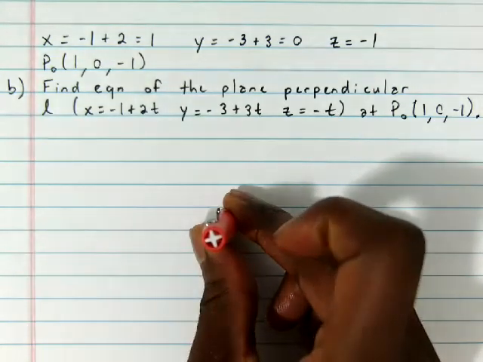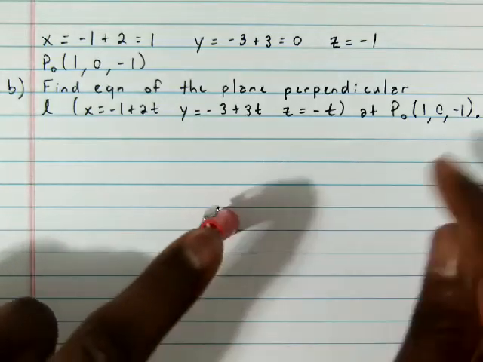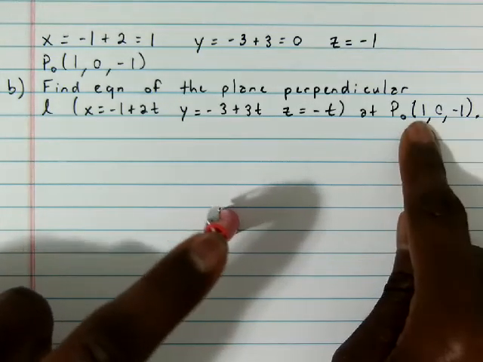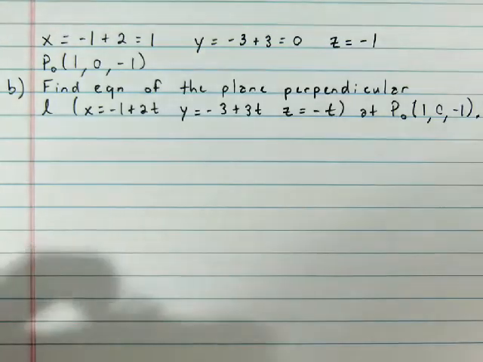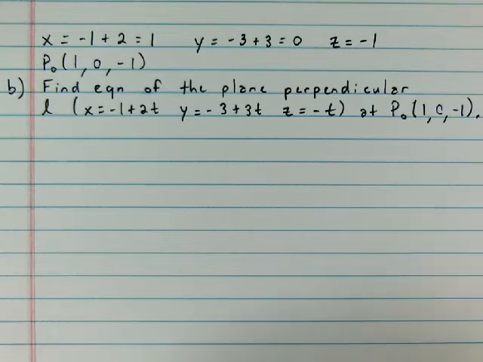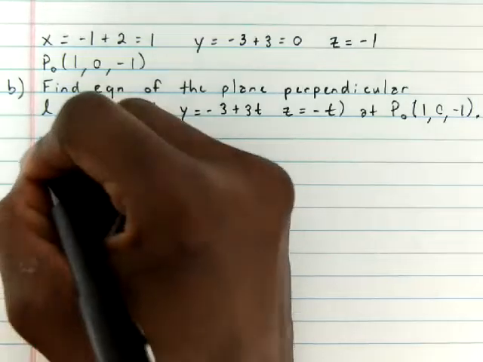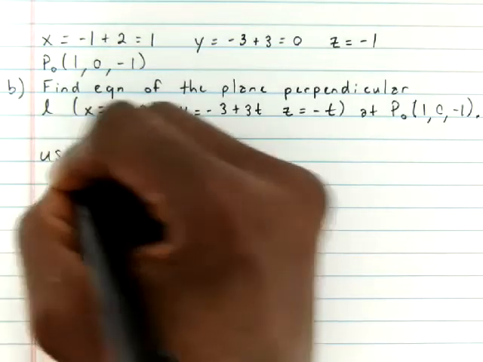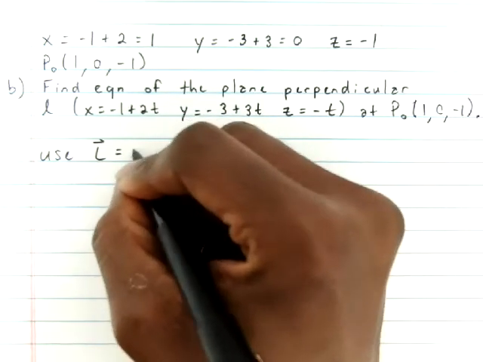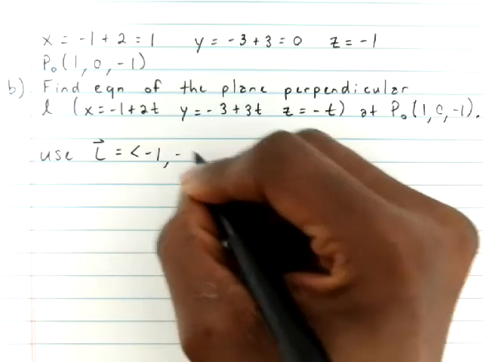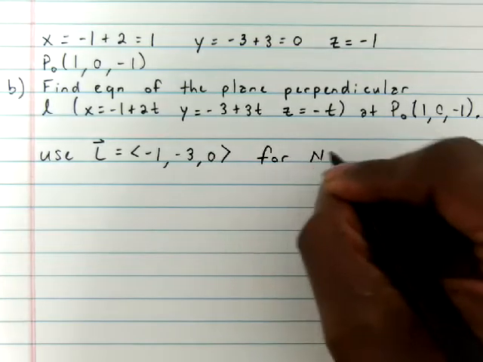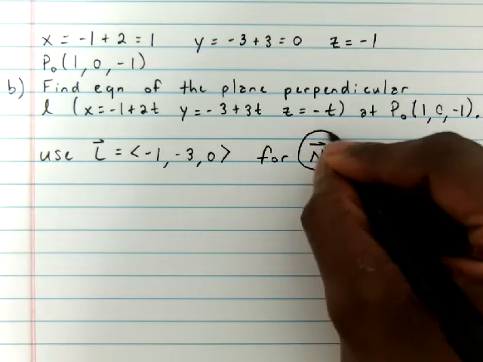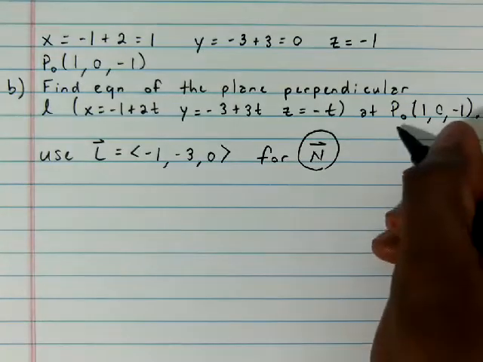Now we don't need the line anymore. We have our normal vector and we have our point on the plane. So now we can find our equation of the plane. What is this normal vector? We're going to use L, which was -1, -3, 0, for n. So now we have our n, and we already had our point right there.